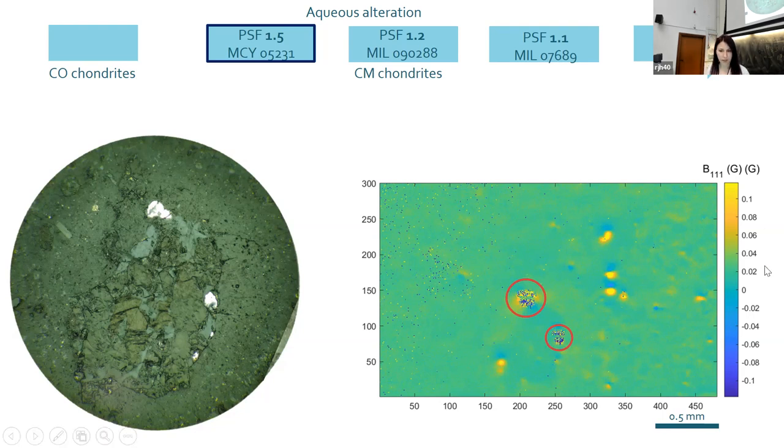The other thing to notice is we can see the outline of the chondrule in this, I call it a faint glow. It's just because of the really tiny, slightly magnetic particles in there, which are causing a little signal.